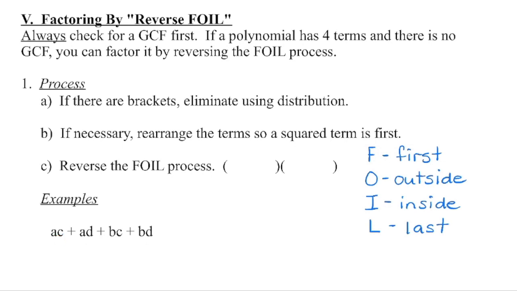I have a c here and here, but not here. I have a d here, but not here. And I have a b here, but not here. So there is no variable that is common to all four terms. So there is no greatest common factor in this one.